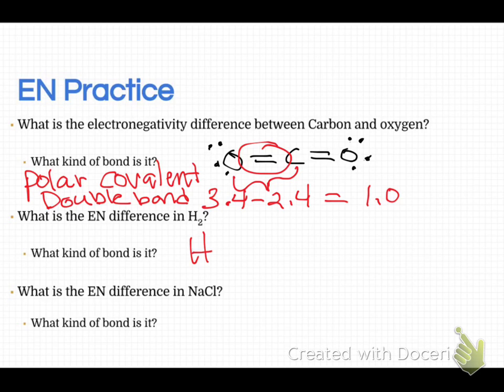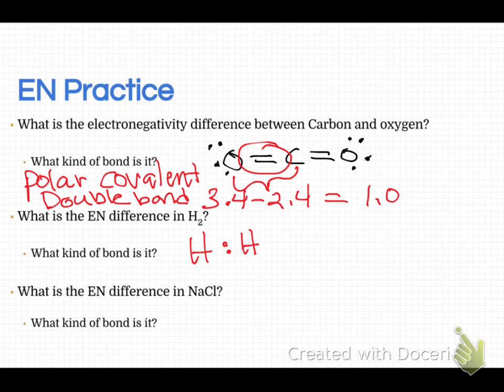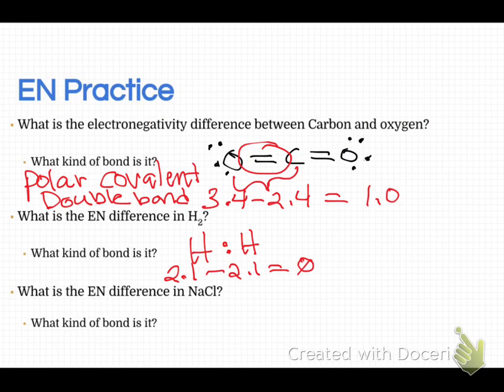For H2, so we had a structure that looks like this. And our value of H, it's over here. It's kind of in a weird spot, but it's 2.1. So we go 2.1 minus 2.1, so our value difference is 0. There is no difference between them, which makes this a nonpolar covalent bond. So we would write nonpolar covalent.